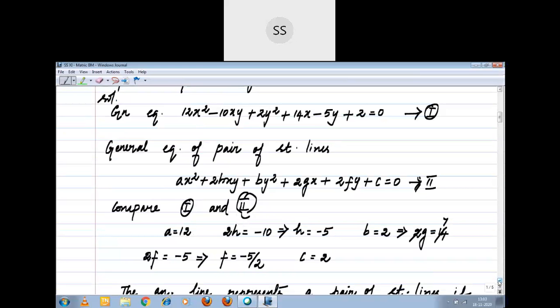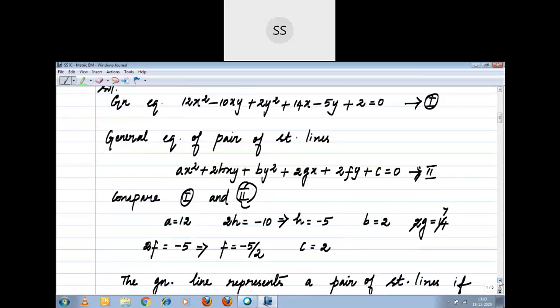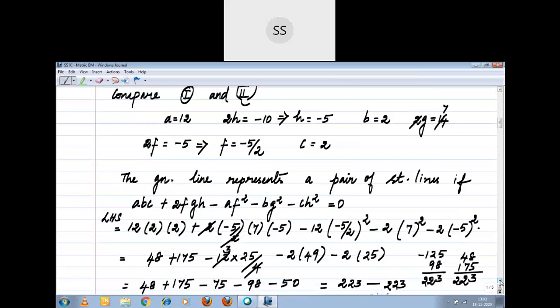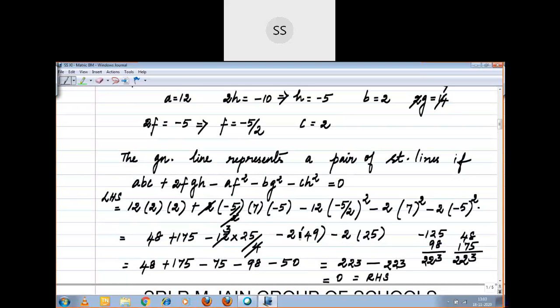So I arrived at a = 12, h = −5, that is 2h = −10, b = 2, 2g = 14, so g = 7, 2f = −5, f = −5/2, c = 2. Then you go and substitute in the condition.